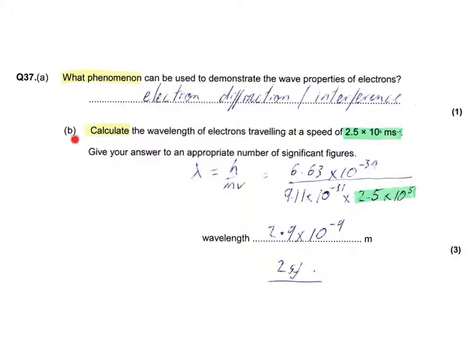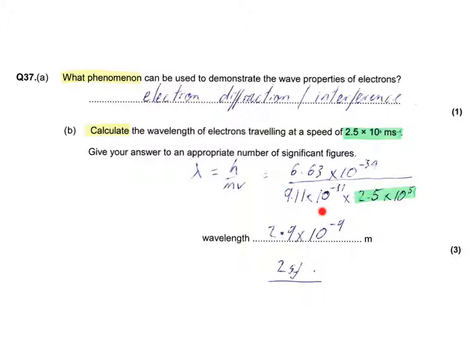We're then asked to calculate the wavelength of the electrons travelling at a certain speed. Again, very, very straightforward here. We're just using lambda is h upon mv. Again, h from the formula booklet, m the mass of the electron from the formula booklet, the velocity from the question, run it through, we get 2.9 times 10 to the minus 9.